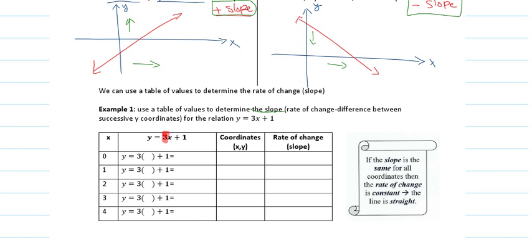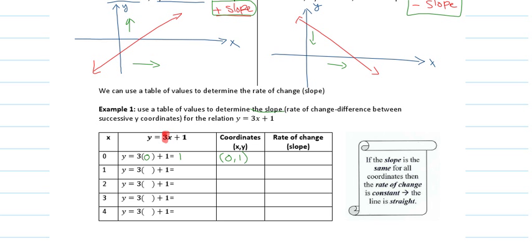0, in this case. So 3x, instead of x, you're going to plug in 0. 3 times 0 is 0. Plus 1, 1. What would I plug in for this? So what would be my point? What would be my point here? 0, 1. Excellent.